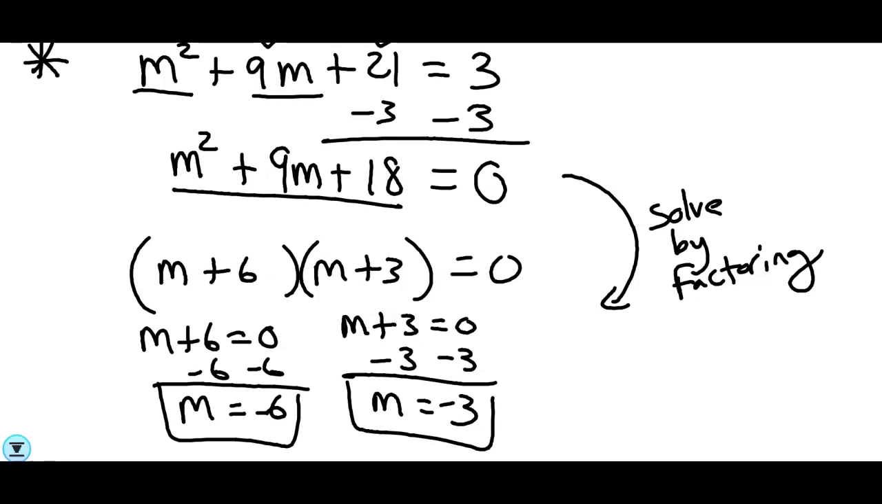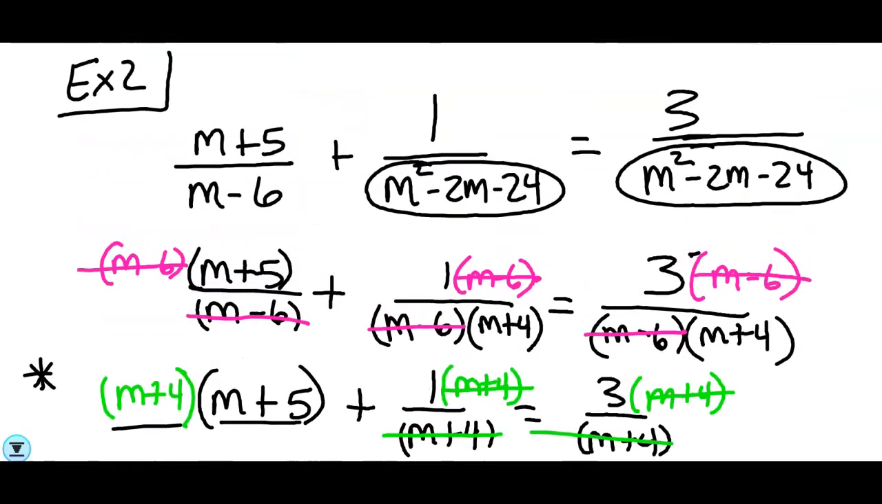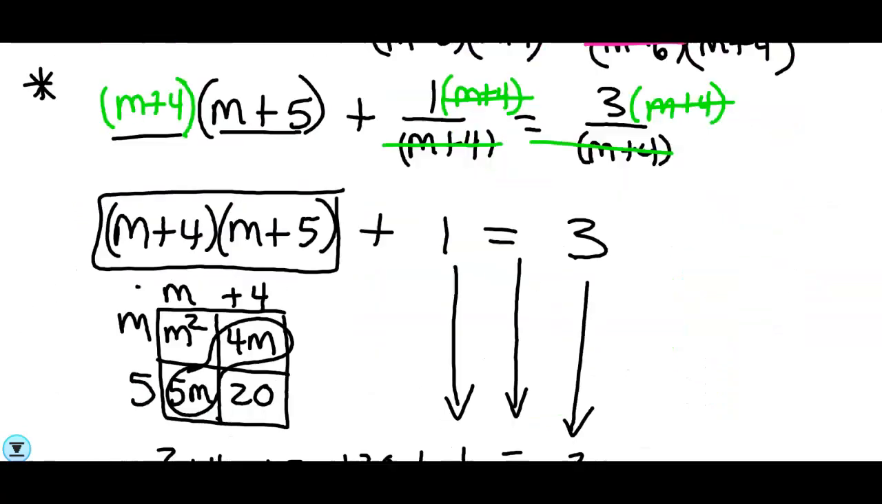I'm curious, will either of those numbers make the original denominator equal 0? Take a look at it. So they're both good answers? I'm getting a pretty confident no back there. So we got -6, and what else? -3. -6 and -3. Yeah, neither one of those will make the bottoms equal 0, so we're good.